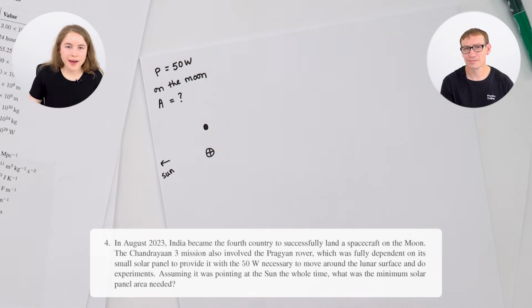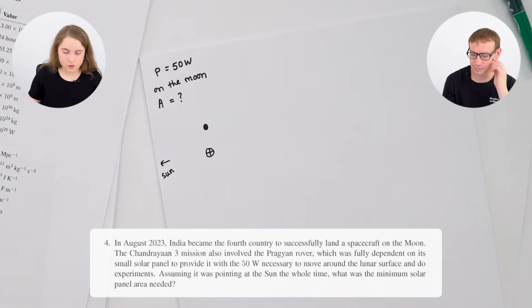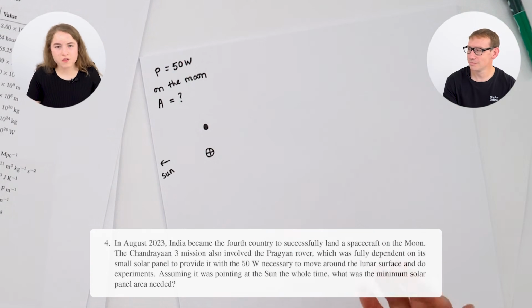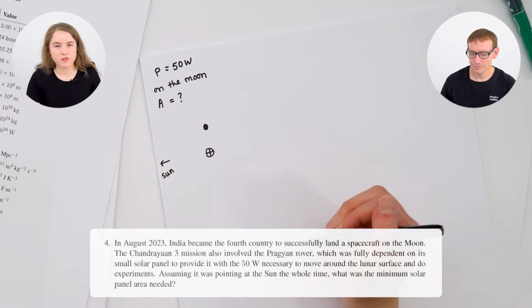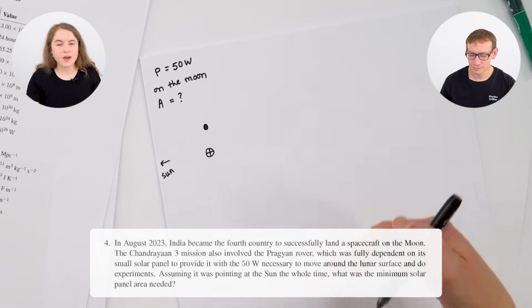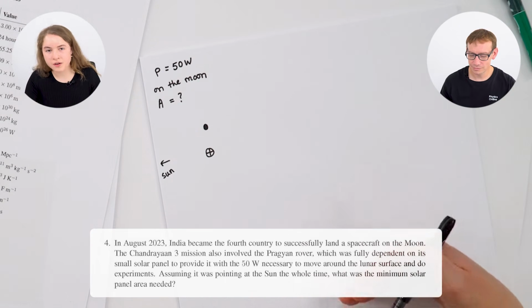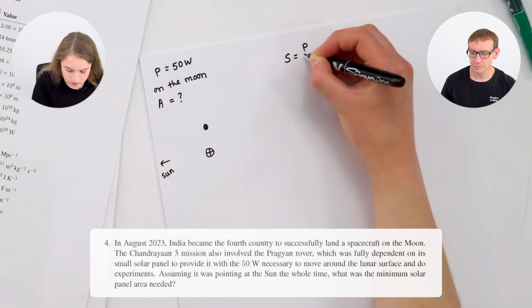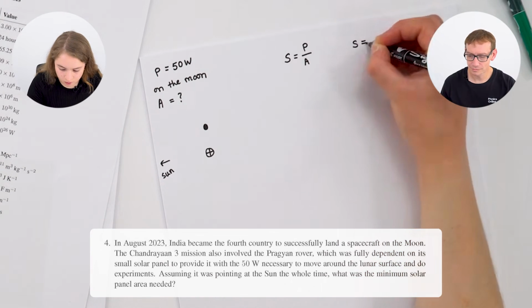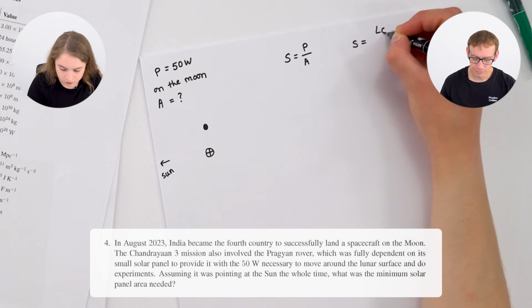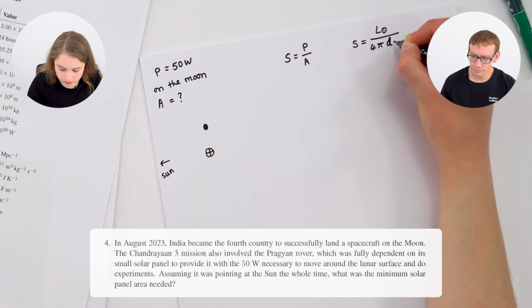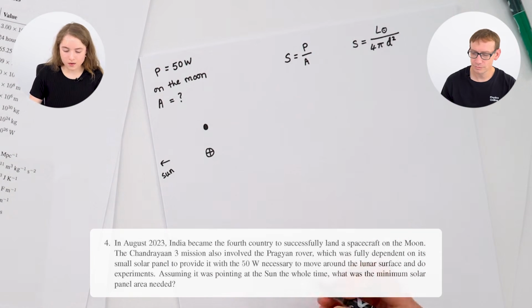So we're interested in what the power per unit area will be on this rover. Let's call that quantity S. Sometimes S is used to denote the solar constant, which is the intensity of sunlight, i.e. the power per unit area of sunlight on the Earth. We're going to use S as the power per unit area. The power per unit area is going to be equal to the luminosity of the sun divided by 4 pi times the distance from the sun squared.